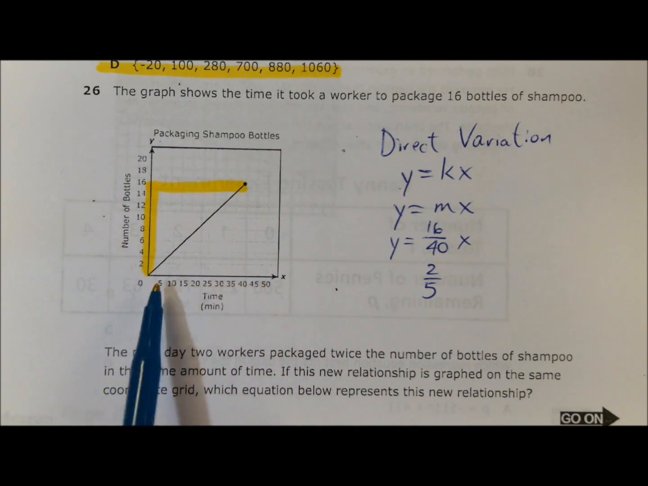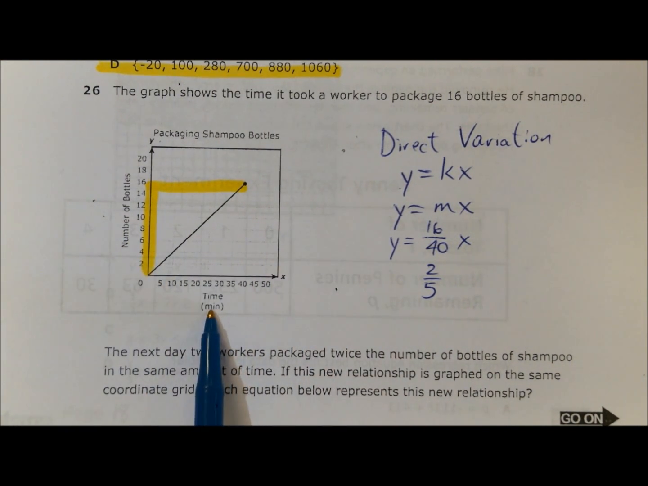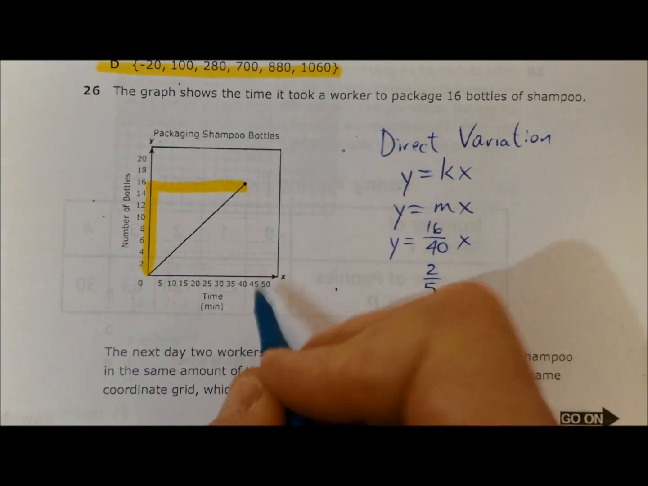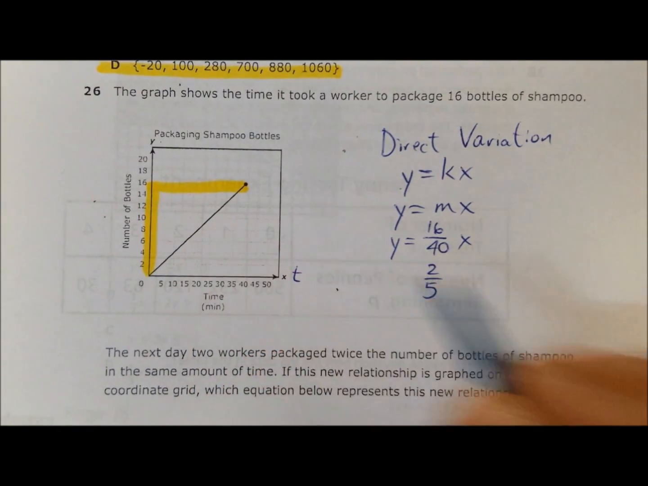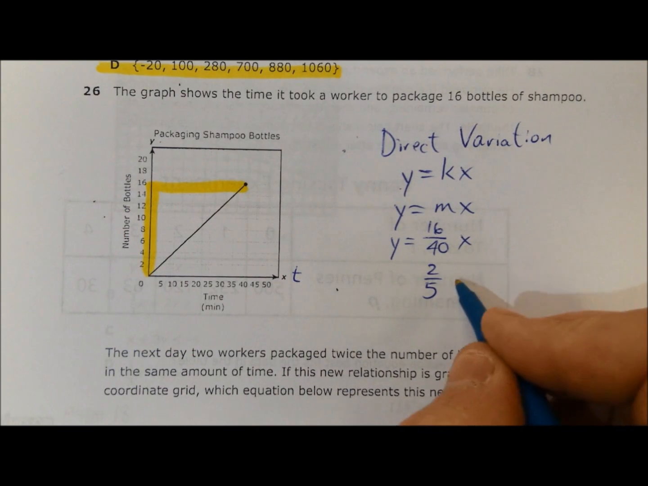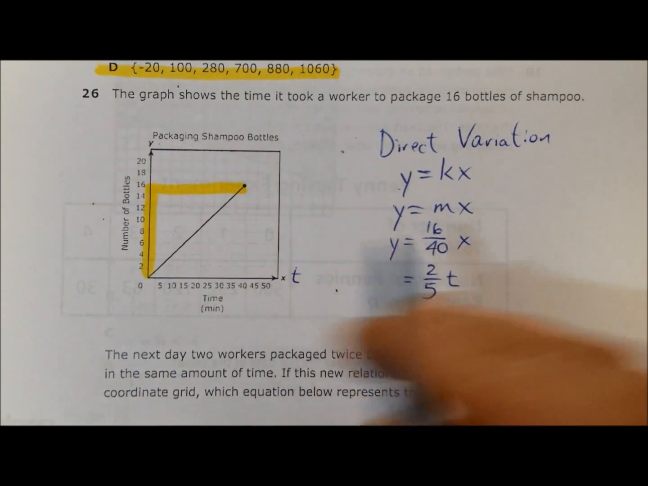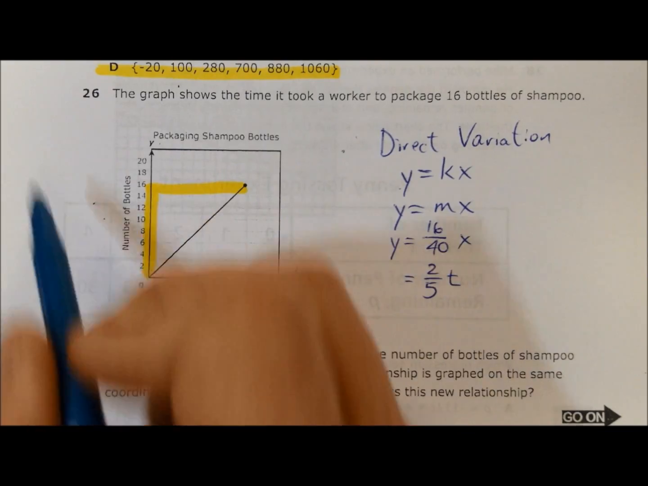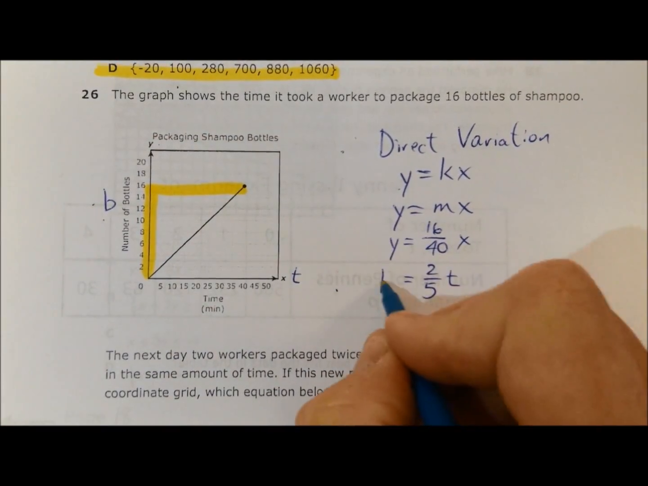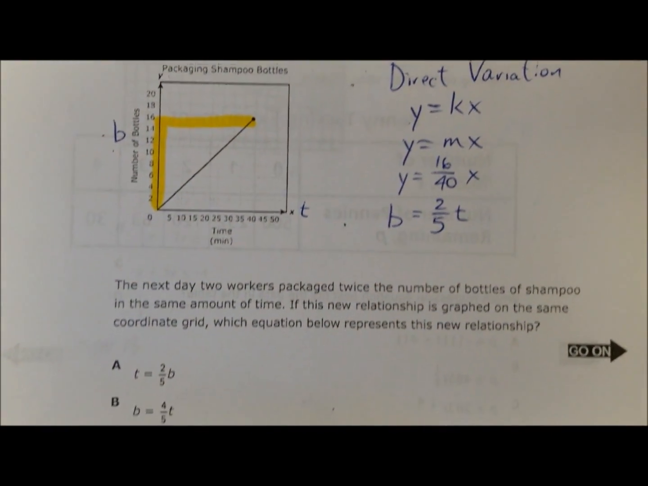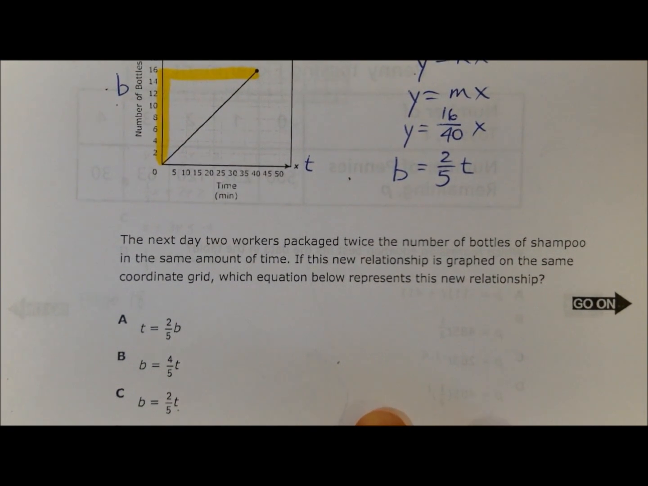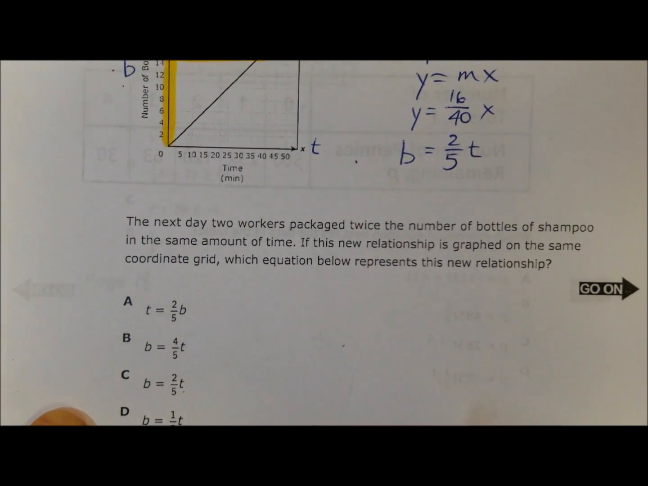I have time, which is, let's see, what do I talk in minutes? And so time is the x-axis, so the x variable gets replaced by a t, and the y-axis is bottles, which gets replaced by b. And so now if I take a look at what I've created, I come over here and I see that my answer is going to be answer choice C.